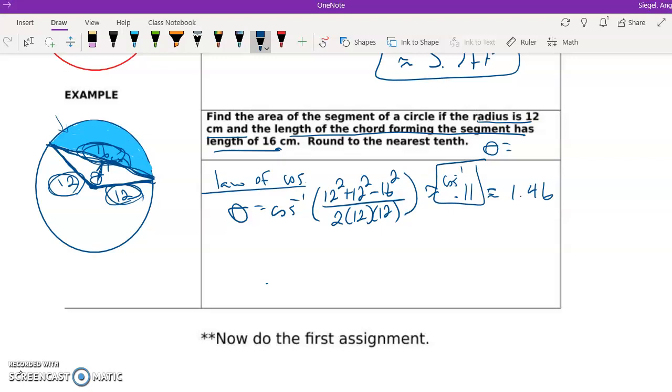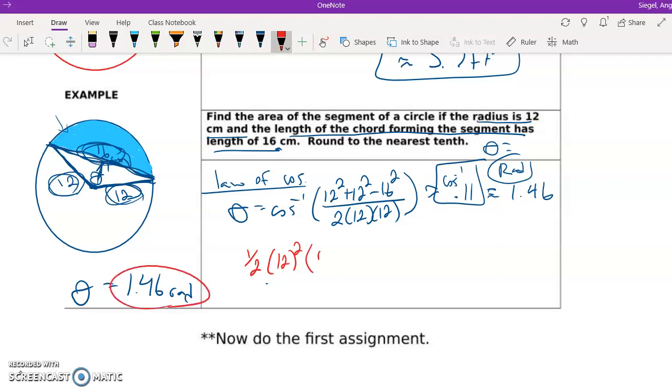And guys, I'm keeping my calculator in radians, so this is going to be in radians. I know that theta now is about 1.46 radians. So now I think I have everything. I'm just going to do the area of a sector, 1/2 r squared theta, which is that.